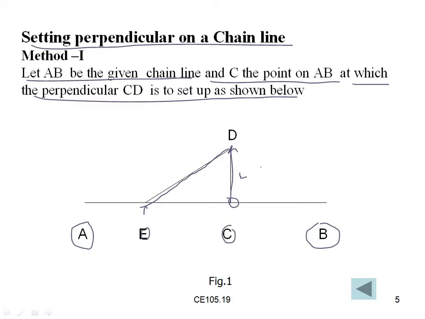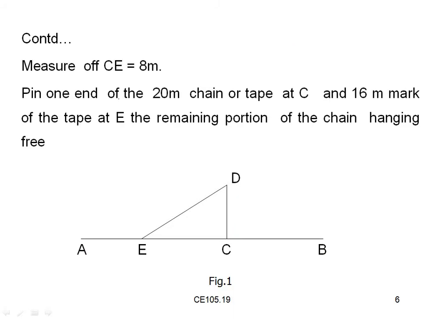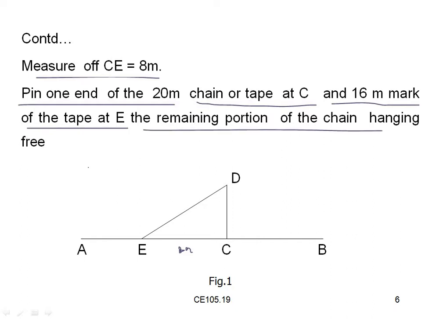So CED is a right angle triangle. In this case, you see here, the measure of CE is equal to 8 meters. Pin one end of the 20 meters chain or tape at C and the 16 meters mark of the tape at E, the remaining portion of the chain hanging free. Did you understand this point? First of all, see here, a 20 meters chain, that is A to B. On that, the 16 meters mark of the tape is at E. Up to here you mark with the tape at E, and the remaining portion will be the chain hanging free. That means from E to B it will be free.